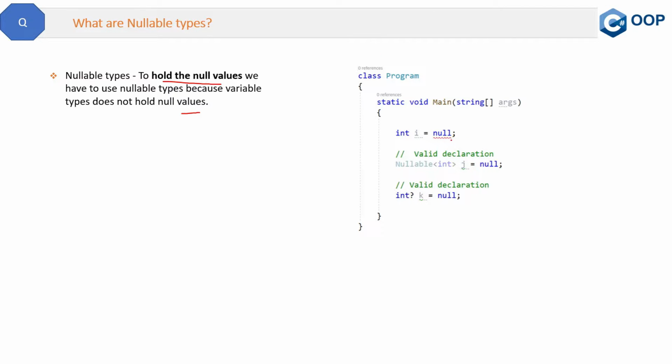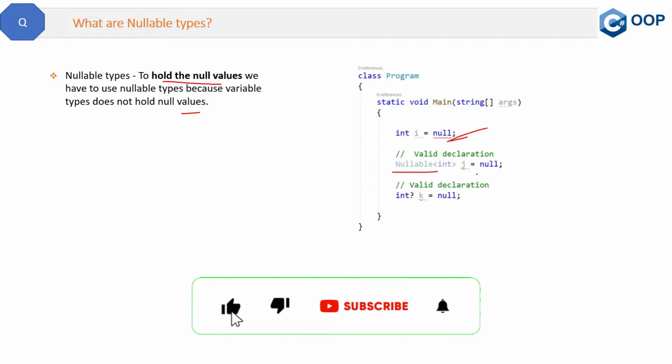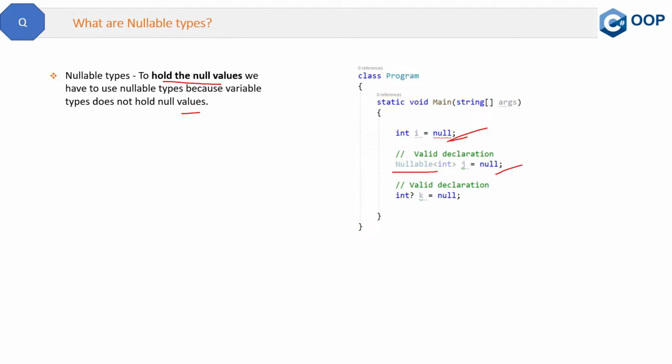So see, here we have tried to store the null value in a normal integer variable, but then it is giving a compile time error. So in order to store this null value, we have to use this nullable type. Okay, and then we will be able to store the null values. This is one way, and this is the second way of storing the values in the nullable.